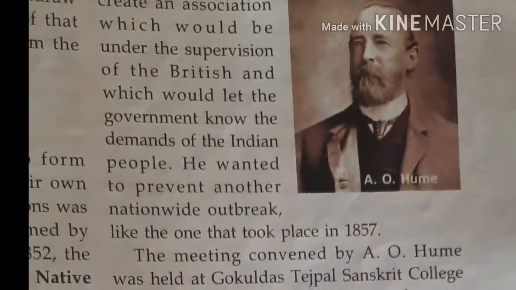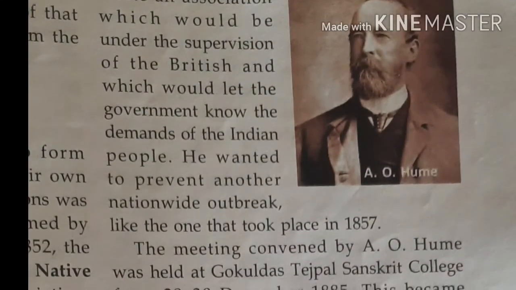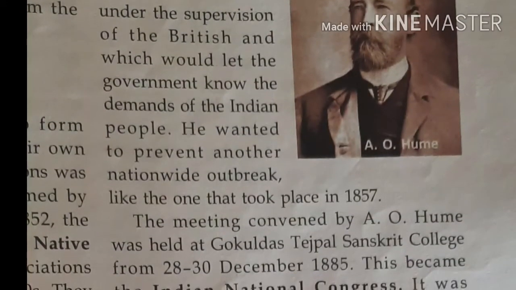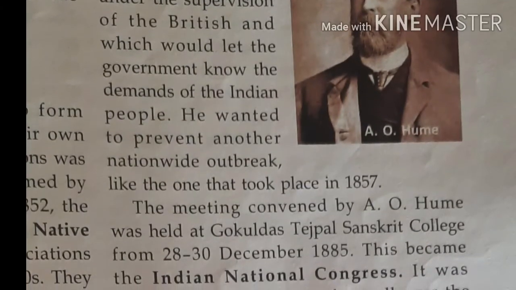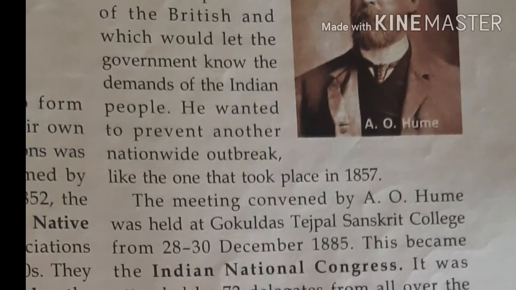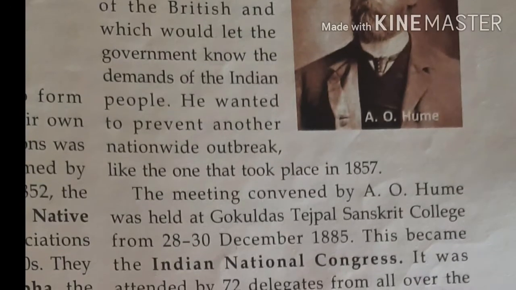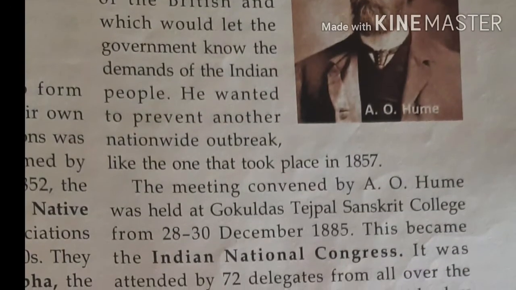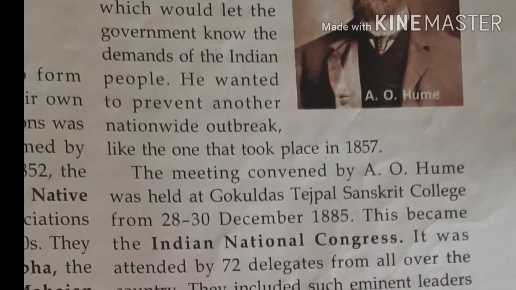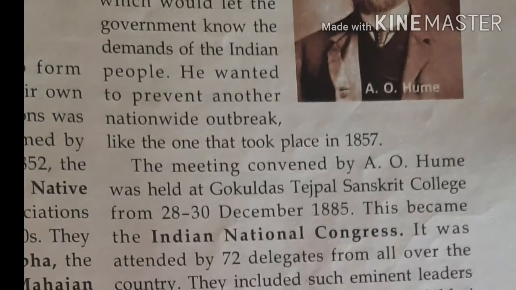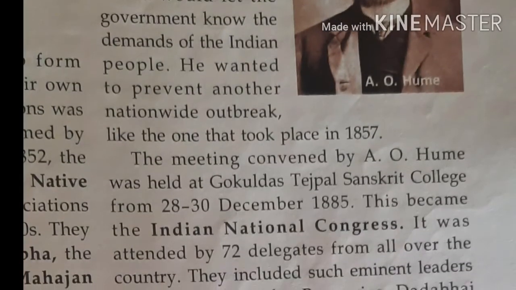So the meeting convened by A.O. Hume was held at Gokuldas Tejpal Sanskrit College from 28 to 30 December 1885. गोकुलदास तेजपाल संस्कृत कॉलेज यहाँ पे held किया सुंदरनाथ बनर्जी ने in 1885. This became the Indian National Congress. Then Congress was made. It was attended by 72 delegates from all over the country, and they included such eminent leaders.